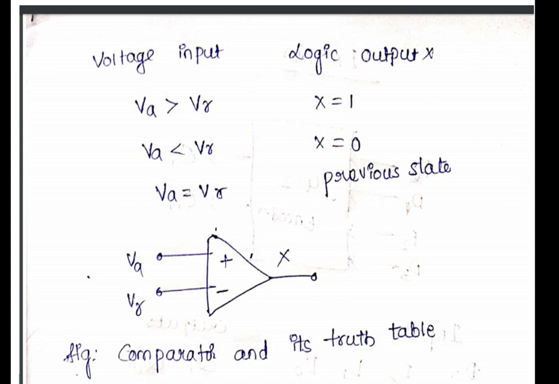So this is the operation of the comparator. I am taking only one single comparator. It will compare the non-inverting terminal voltage, which I am taking as some VA, with the inverting terminal voltage, which is some VR. If VA is greater than VR, that is the non-inverting terminal voltage is greater than the inverting terminal voltage, in that case the output of the comparator is logic 1. If the non-inverting terminal voltage is lesser than the inverting terminal voltage, that is VA less than VR, then the logic output will be 0. And if VA equals VR, in that case the output should remain in the previous state.